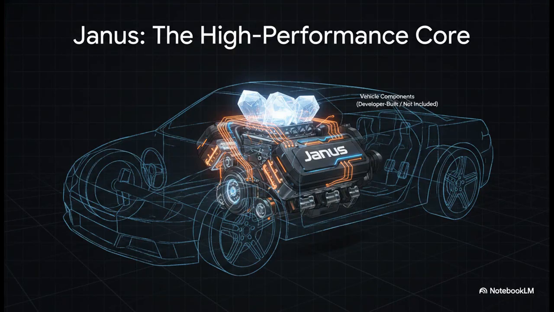The best way I've found to think about it is this. Janus is like a top-of-the-line, high-performance race car engine. It can give you just incredible power and speed. But that's it. That's all you get. It doesn't come with the rest of the car. There's no chassis, no steering wheel, no brakes. It's a low-level, pretty unforgiving piece of tech that expects you to build the entire vehicle around it.